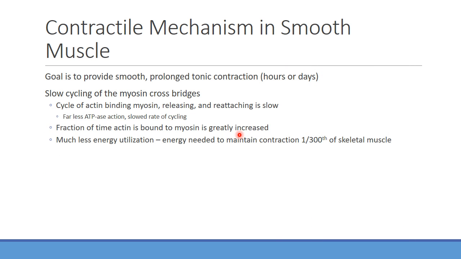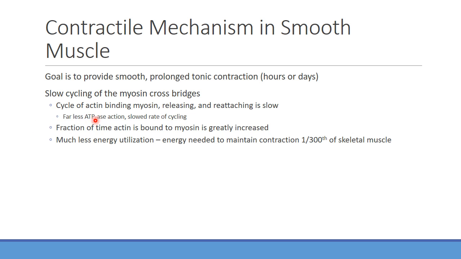Basically, when we have smooth muscle contraction, we want smooth, prolonged, tonic contractions, right? So this could be for hours, could be for days. We want this to be a marathon, not a sprint, right? And so we do this by having the slow cycling of the myosin cross bridges. We want this process to not occur very often and happen very slowly when it does occur. You're going to find that the cycle of actin binding to myosin, releasing and reattaching is much slower than we see with the skeletal muscle.